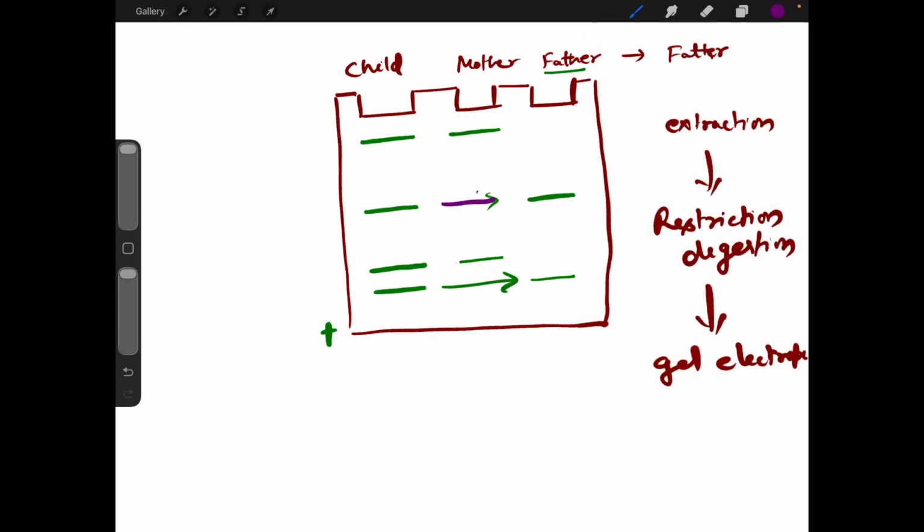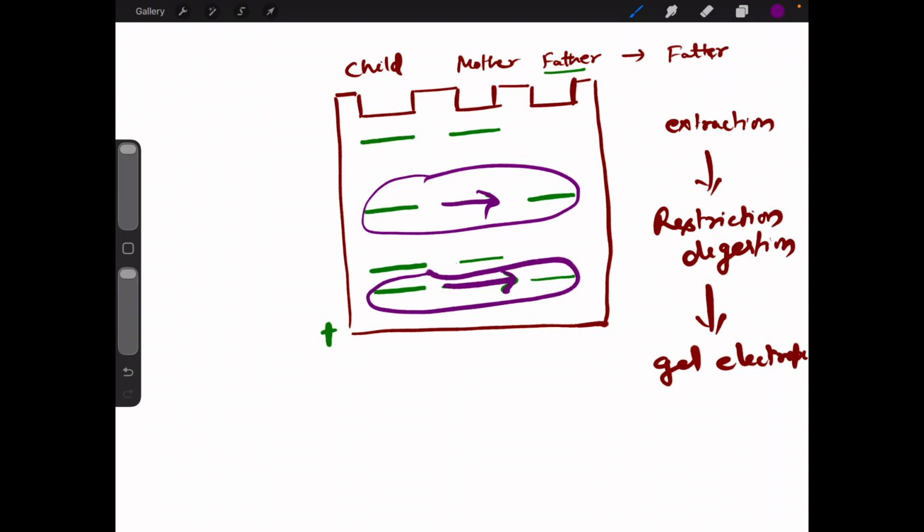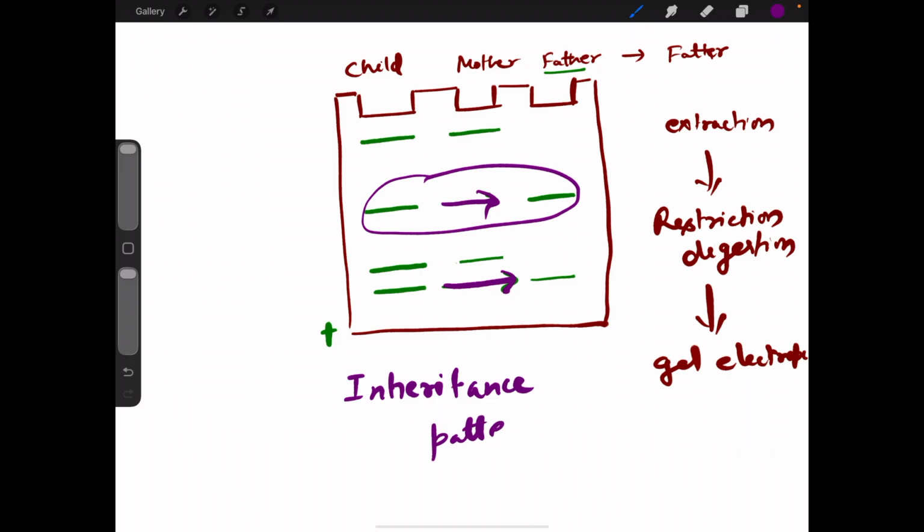Let me use another color. So these two bands are matching. So the child got these bands definitely from the father. So this is how gel electrophoresis is used in paternity disputes. By looking at the inheritance pattern, we can prove the paternity.